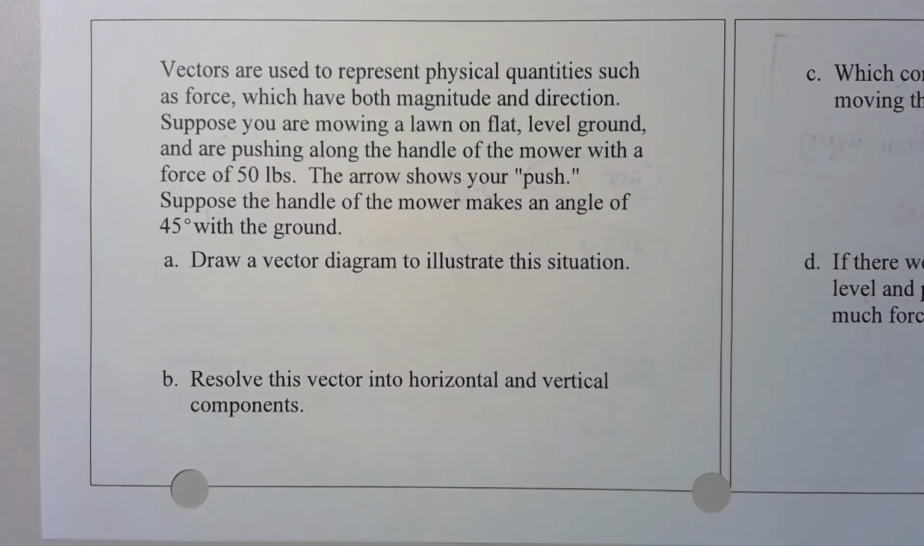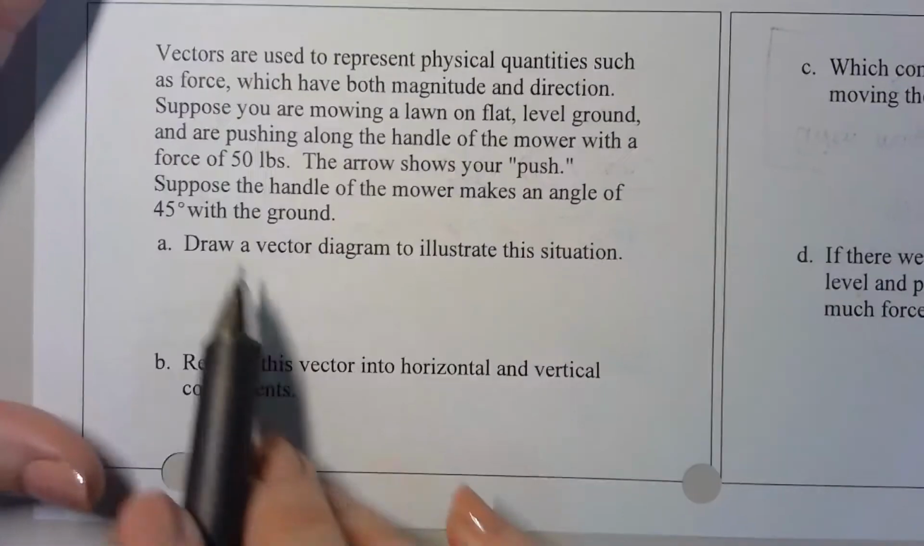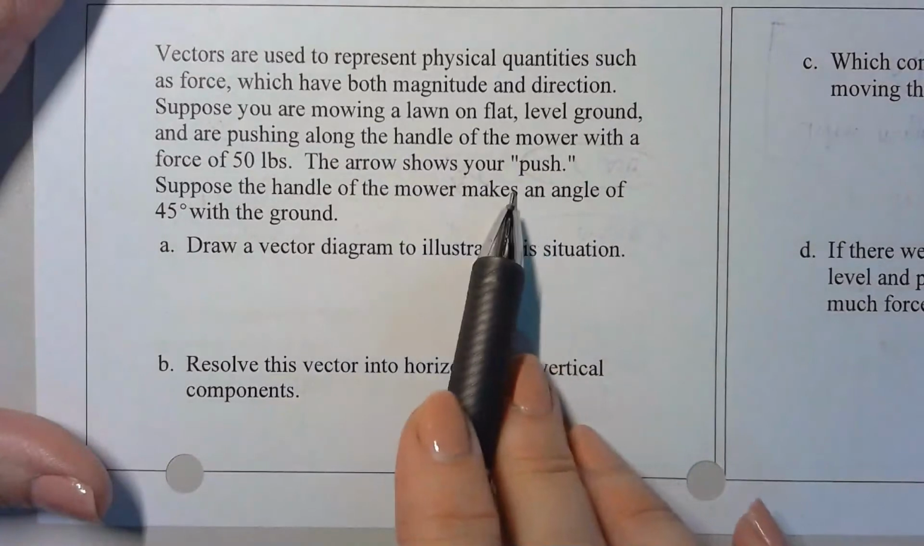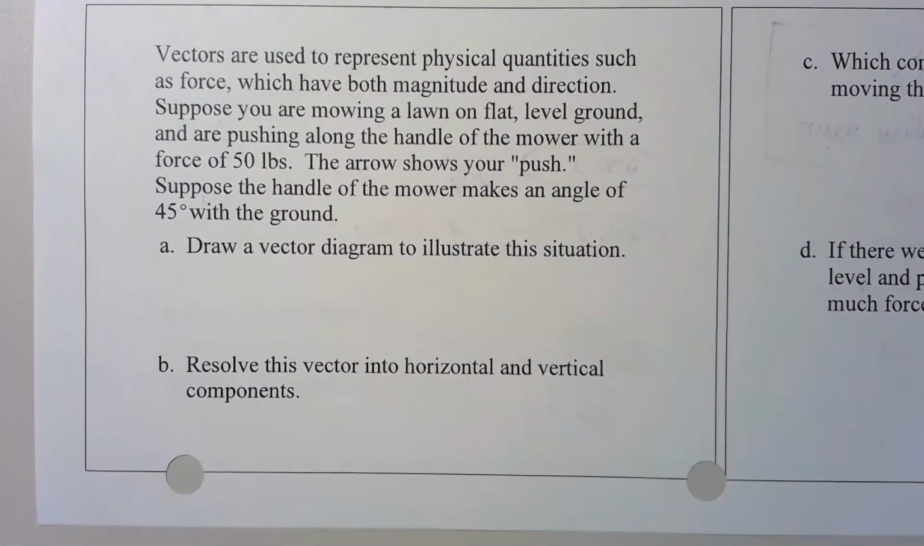So suppose you are mowing a lawn on flat, level ground, and you're pushing along the handle of the mower with a force of 50 pounds. The arrow we're about to draw will show our push. All right, so let's draw a little picture here. And by the way, suppose the handle of the mower makes an angle of 45 degrees with the ground.